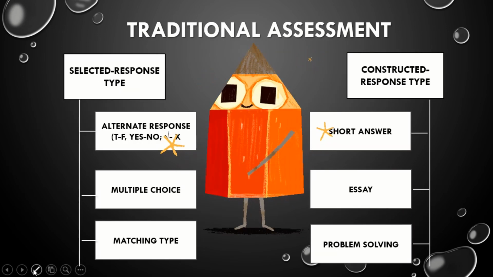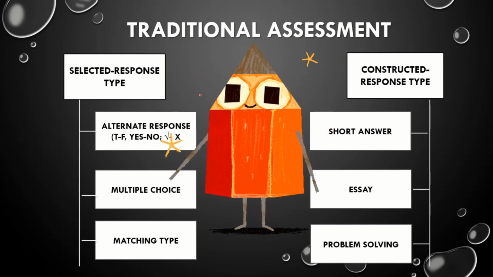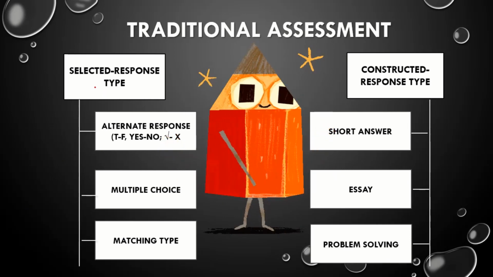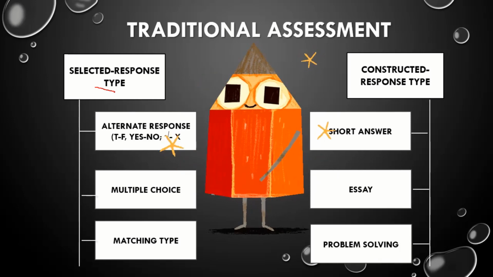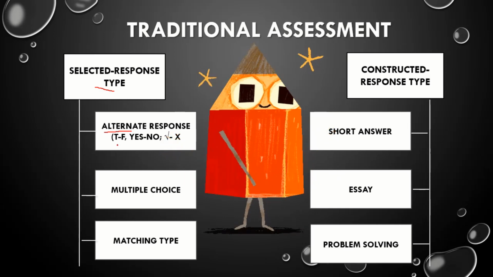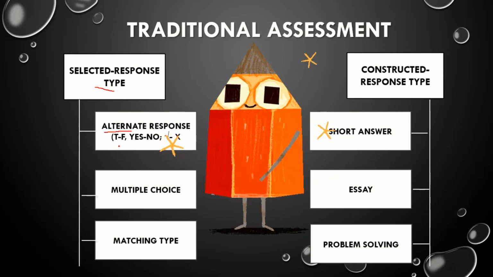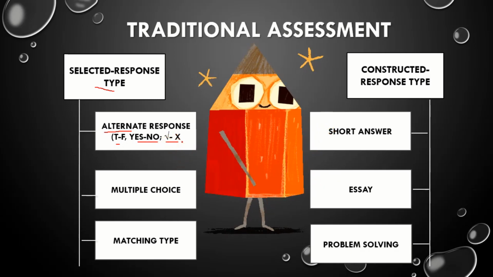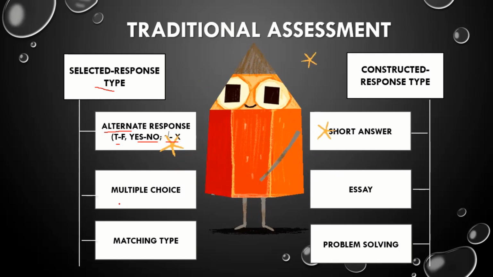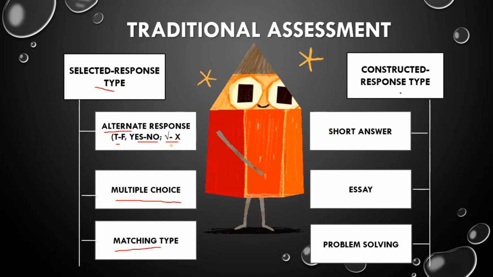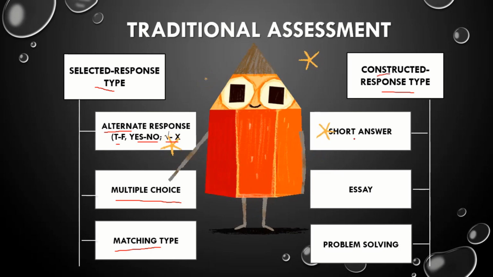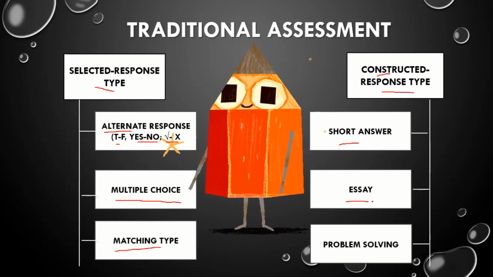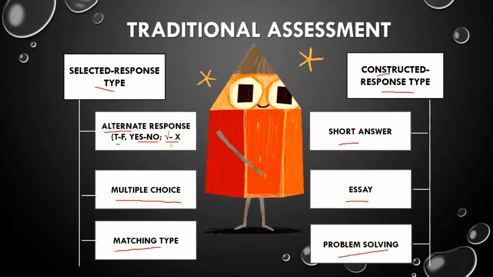So I have here an example of the traditional assessment under the selected response type. What are the examples of selected response type? We have what we call the alternate response. These are the questions or the type of assessment in which you answer true or false, yes or no, or check or cross or X. Another selected response type is the multiple choice and the matching type. On the constructed response type, we have the short answer, the essay, and the problem solving.